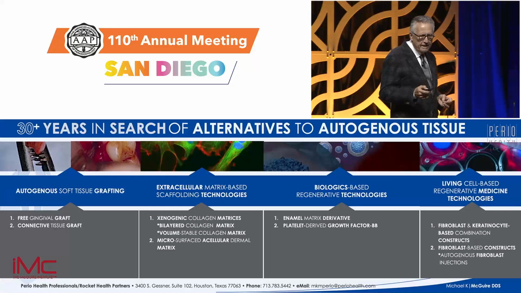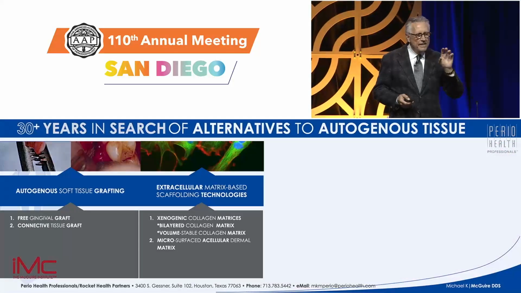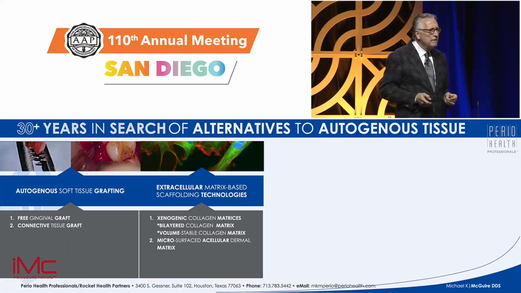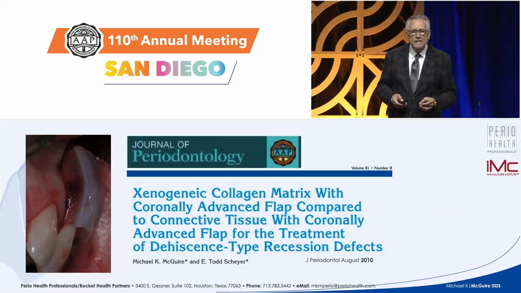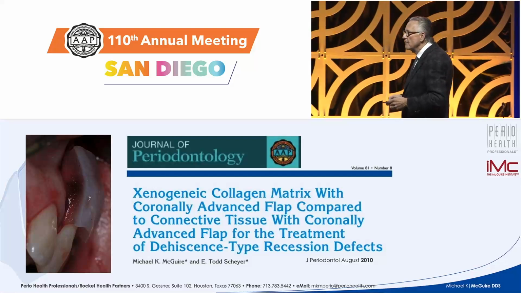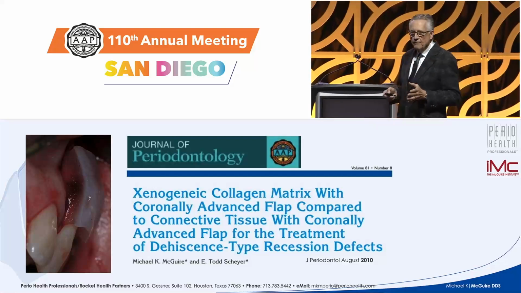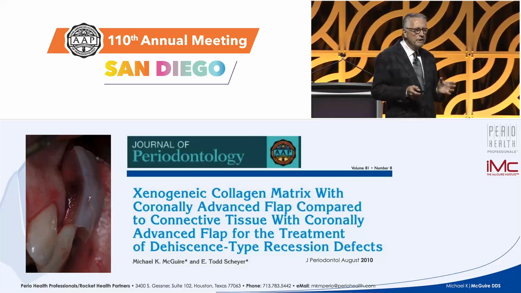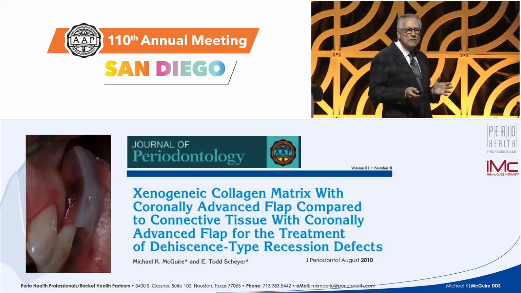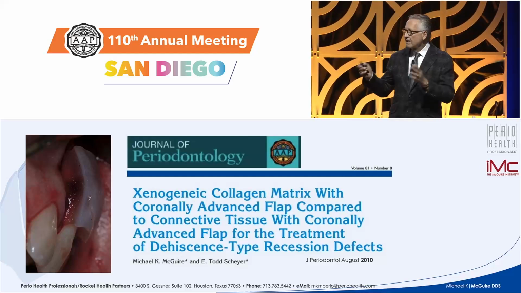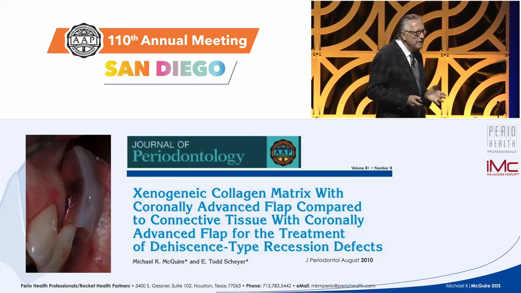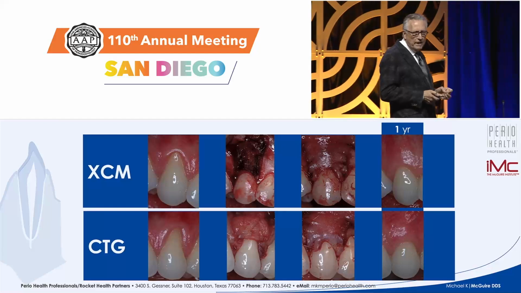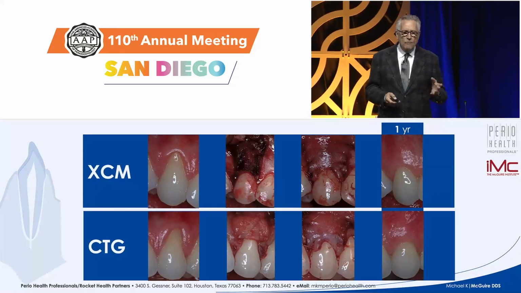So let's begin with the extracellular matrix scaffolding, primarily collagen-based scaffolding, and we'll start with this study using a xenogenic collagen matrix versus connective tissue graft for root coverage. This is a collagen 1 and 3. It's interesting material because it does well both covered and left exposed, and there's very few matrix that you can say that. In this case, here is a picture at 1 year of one of the cases.